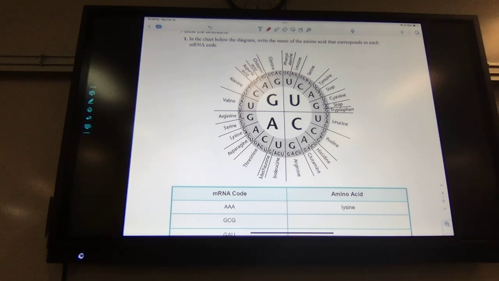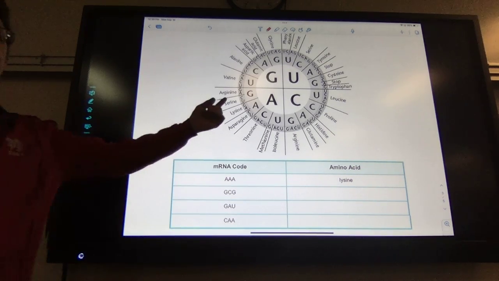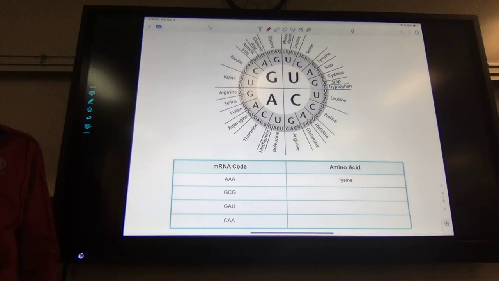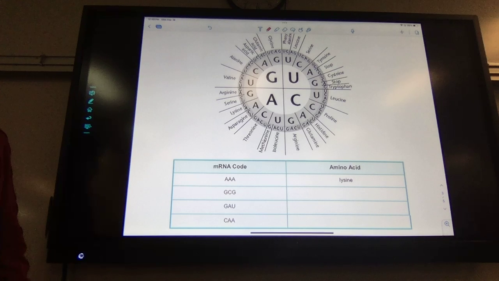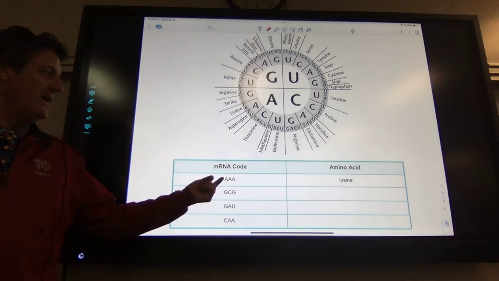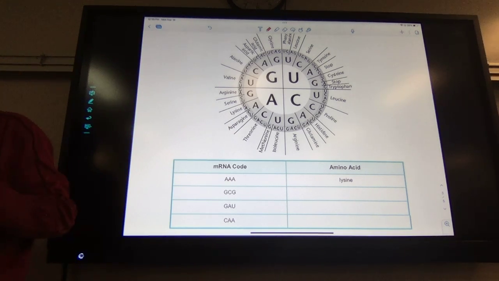Write the name of the amino acid that corresponds to each messenger RNA code. So here's Ralphie's decoder ring. That was a really good video. Have you seen the whole movie? Pretty cool. So how do you read AAA on this wheel? You read it from the inside out.